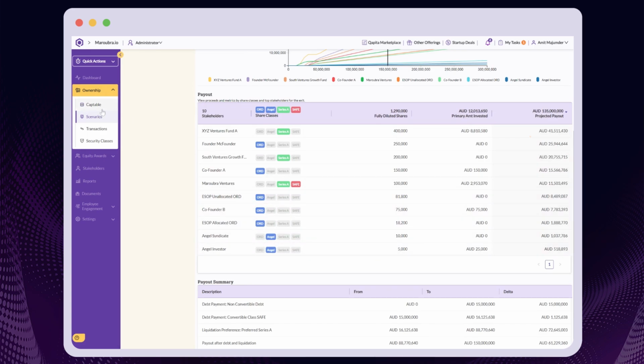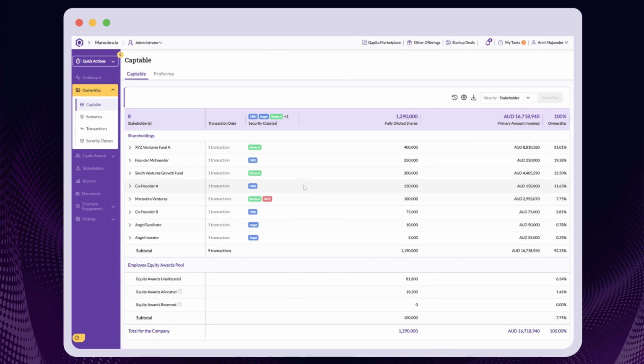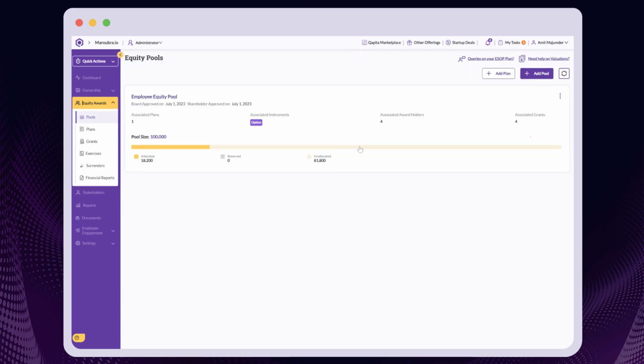Now finally, on the cap table we have the employee equity pool that signifies a pool that's been approved by shareholders and the board, which is linked to our equity awards module, where you can manage your equity compensation plans. Employee equity all starts with the pool.